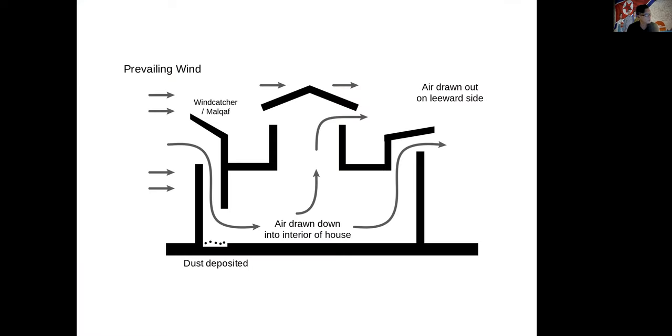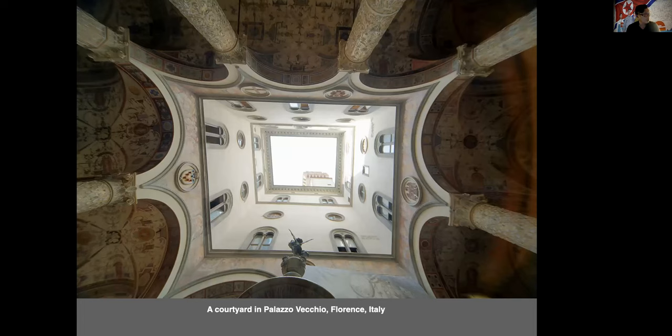Now, the reason I showed this previous image is how the natural air circulation is used by the force of so-called buoyancy, which is a physics term, and how air moves from warm to cold in direction, or from lower to higher grounds in space. So I'm showing you here an image of a courtyard in Palazzo Vecchio in the city of Florence in Italy.